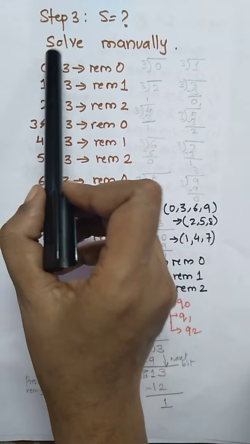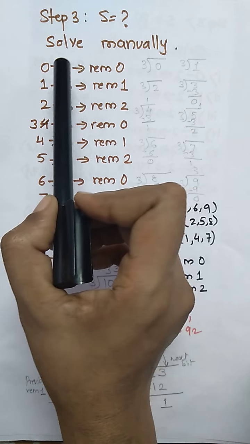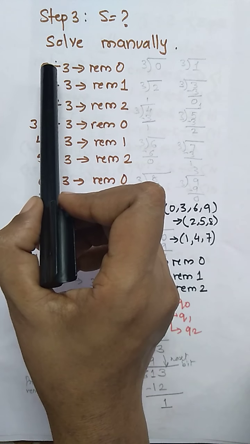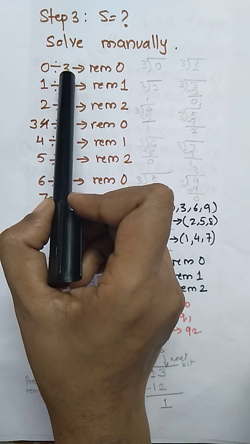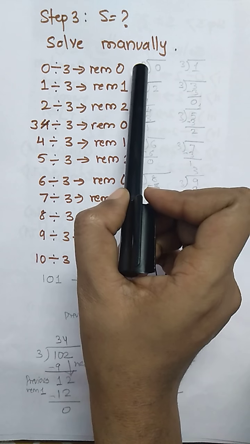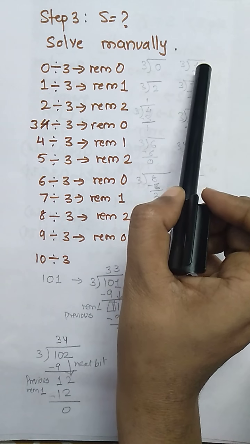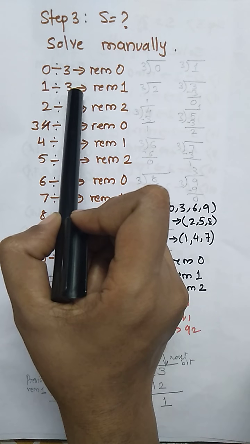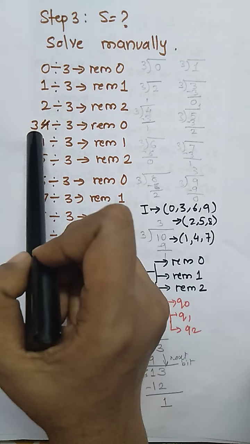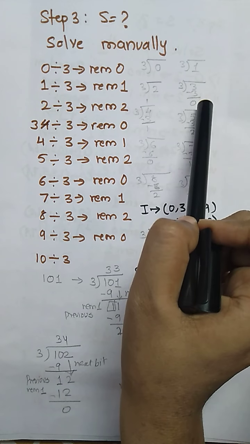For finding S, we have to start solving the question manually. What is given in the question? We have to find the divisibility by 3. The first number that was generated is 0. Is 0 divisible by 3? Yes, the remainder is 0. So when 0 is divided by 3, the remainder will be 0. 1 divided by 3, the remainder will be 1. 2 divided by 3, the remainder will be 2. 3 divided by 3, the remainder is 0.